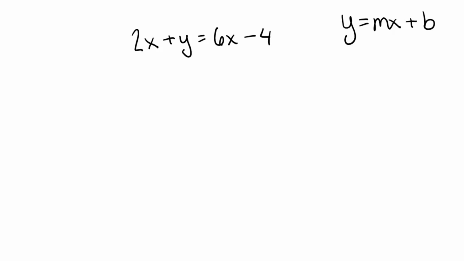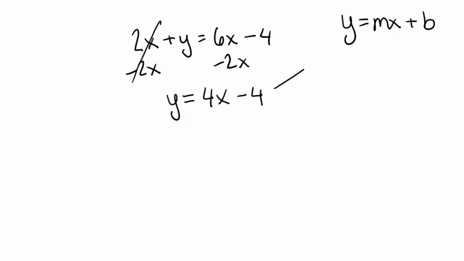So to get this equation into slope-intercept form, I'm going to subtract this 2x over to the other side, because again, you can do whatever you want to an equation as long as you do the same thing to both sides. So then those will cancel out, and then I'll get y equals 6x minus 2x would be 4x minus 4. Now you can see it's in slope-intercept form. It looks like y equals mx plus b. So if you have an equation that's not in slope-intercept form, just try to get it into slope-intercept form, because then it's a lot easier to graph from there.